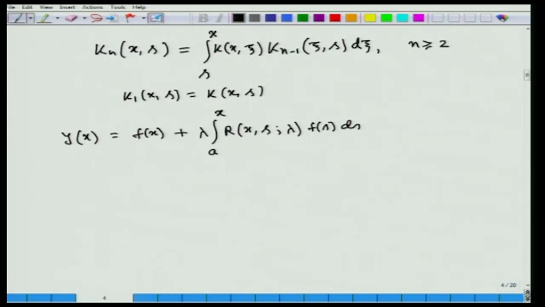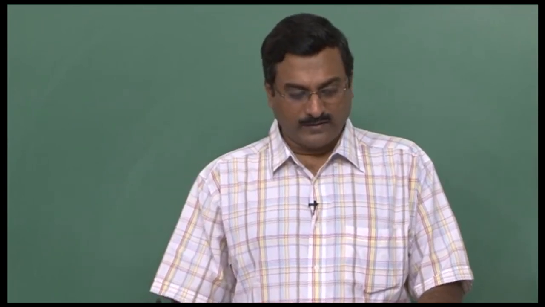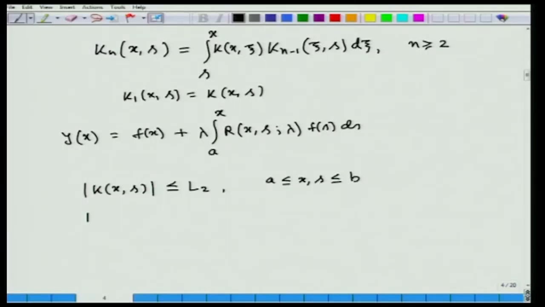So, in order to prove this, first of all we assume a bound on k(x, s). It is assumed that the modulus of k(x, s) is less than or equal to L_2 for all (x, s) in this range, or we can say the vector (x, s) belongs to the closed interval [a, b] cross the closed interval [a, b]. Now, from here first we can notice, as k(x, s) is k_1(x, s) itself, k_1(x, s) is less than or equal to L_2.